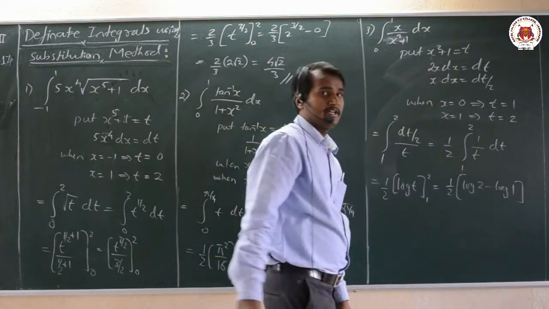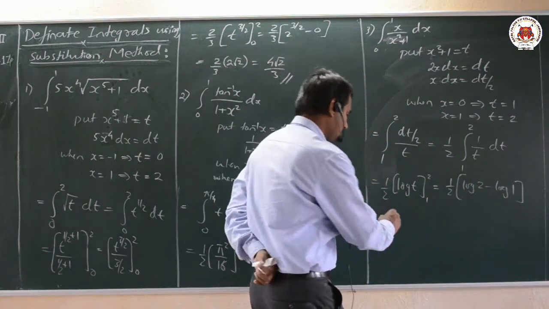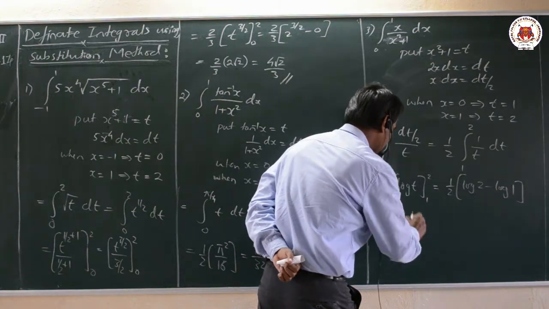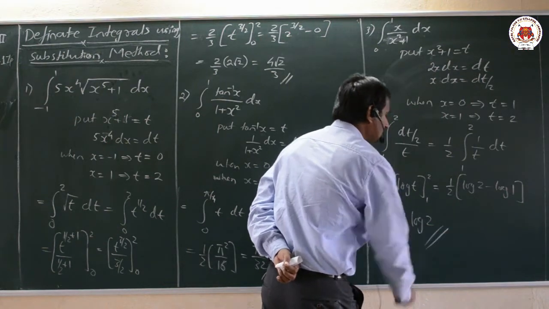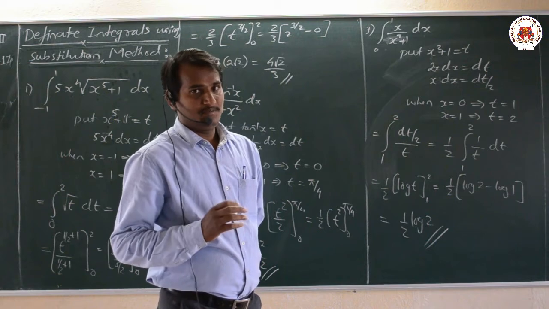Okay, log 2 minus log 1. So now the log 1 value will be 0. What we get is log 2, which is equal to 1 by 2 into log 2. That is your required very simple and easy example.